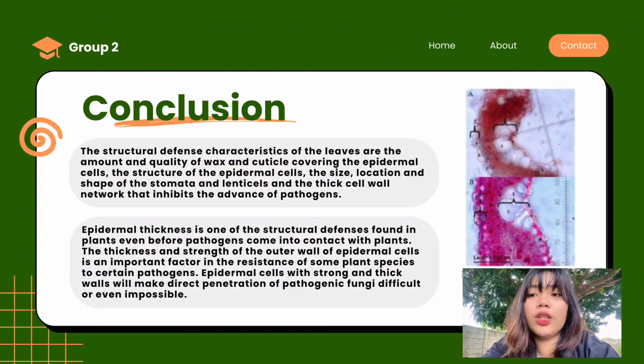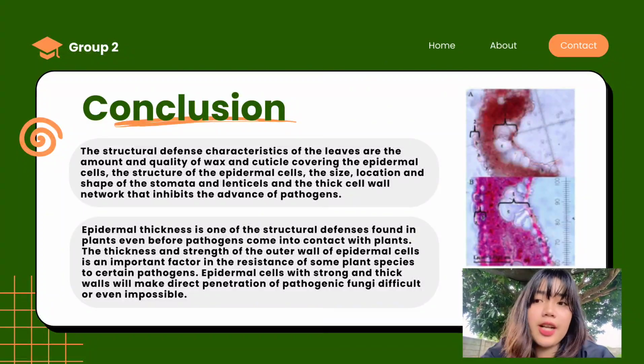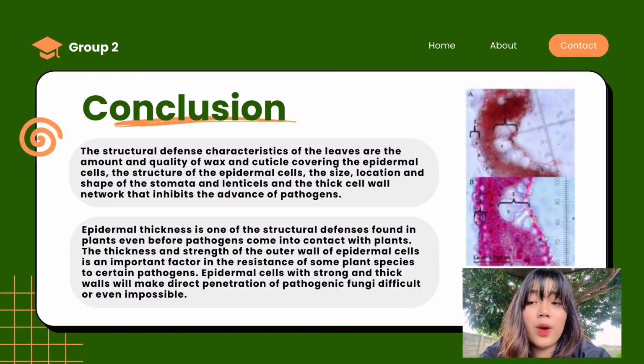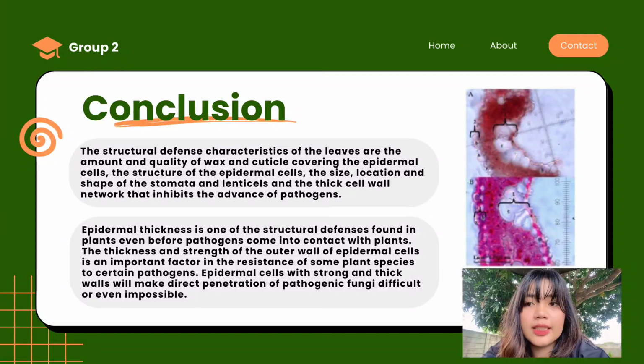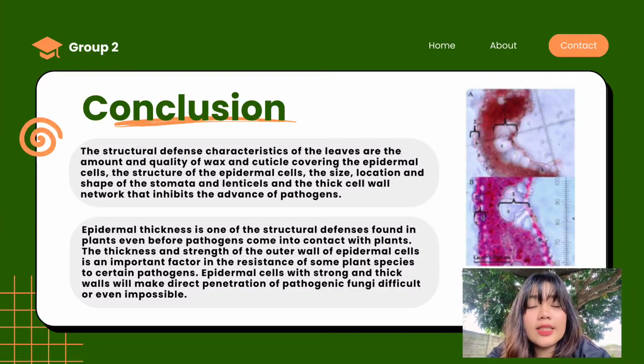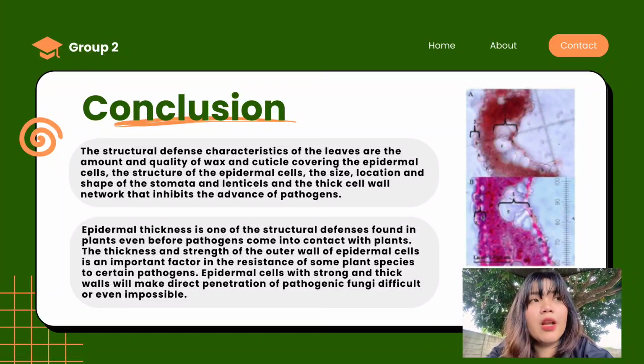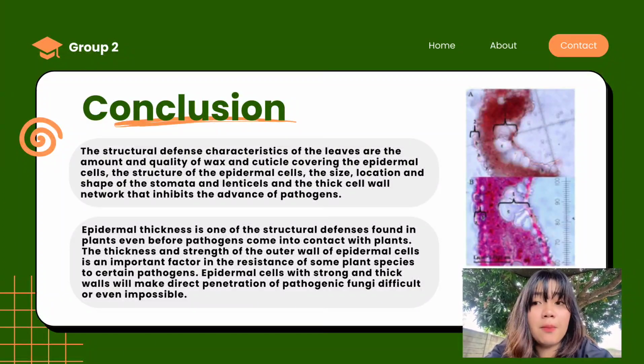Well, the conclusion is that the structural defense characteristics of the leaves are the amount and quality of the wax and cuticle covering the epidermal cells, while the structures of the epidermal cells include the size, location, and of course the shape of the stomata, the lenticels, and the thick cell networks that inhibit the advance of the pathogens. So this epidermal thickness is one of the structural defenses found in the plants even before the pathogens come into contact with the plants.